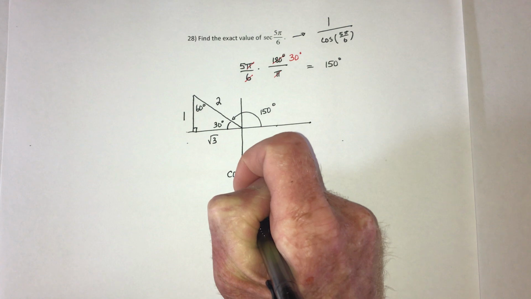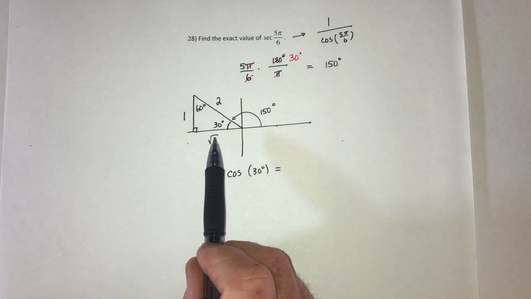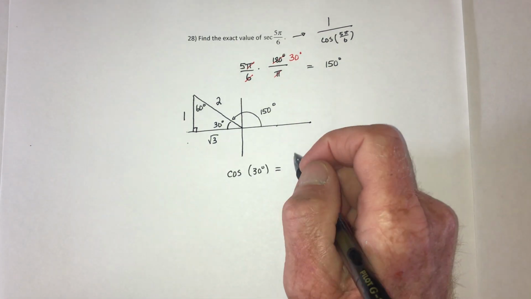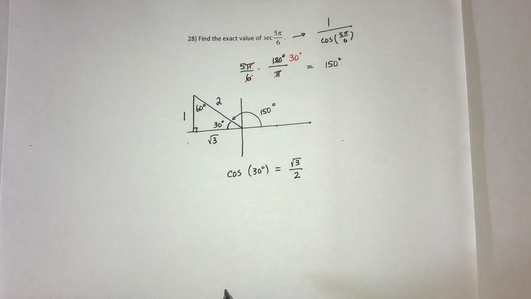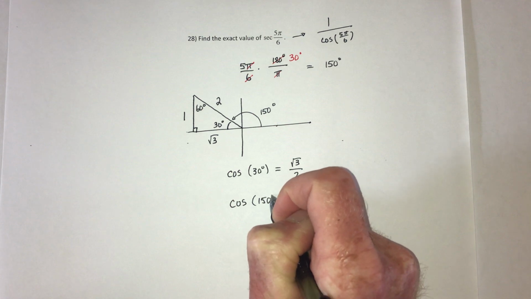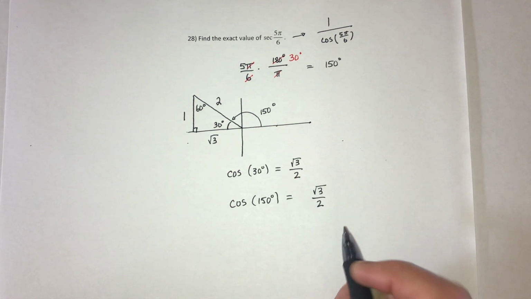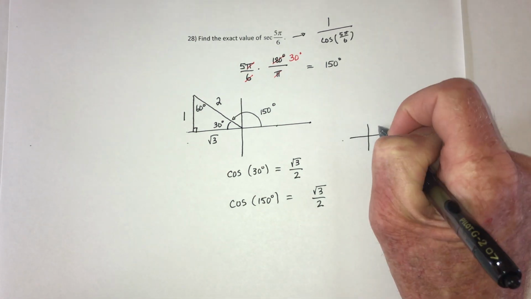So what's cosine of 30? Cosine would be adjacent over hypotenuse. So that's square root of 3 over 2. Now cosine of 150 will be the same number, square root of 3 divided by 2, but it could be positive or it could be negative. Who's going to help us?